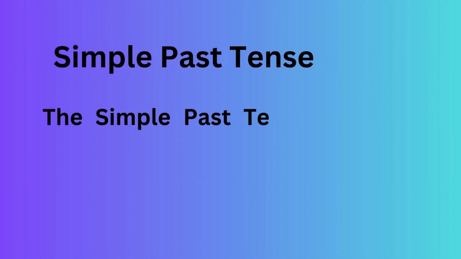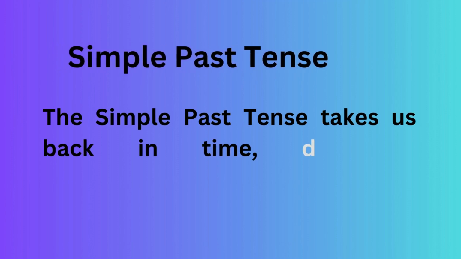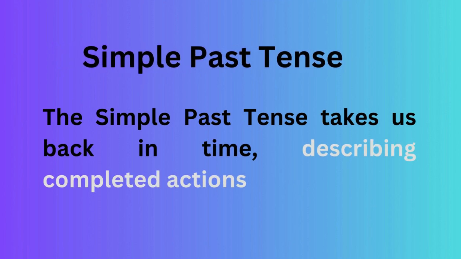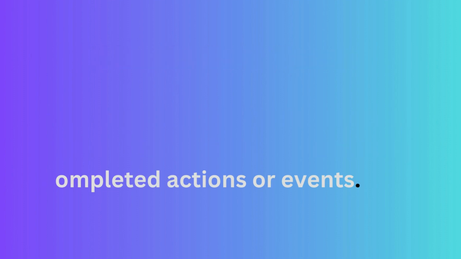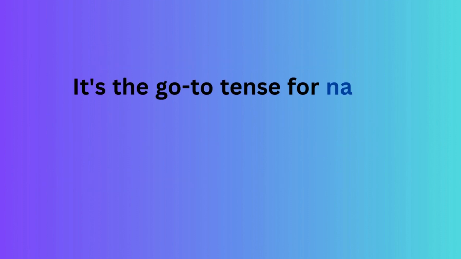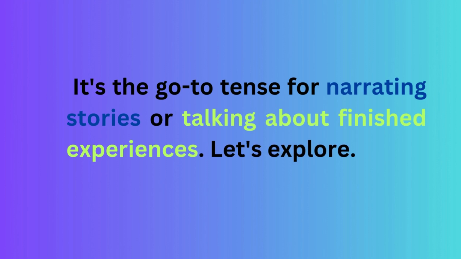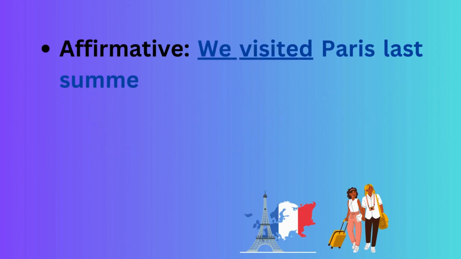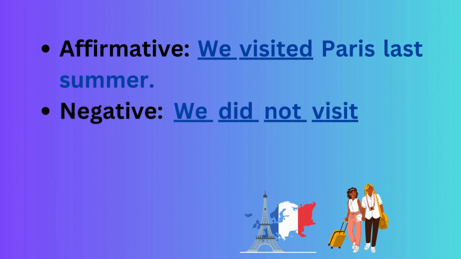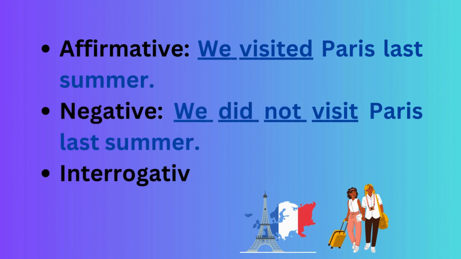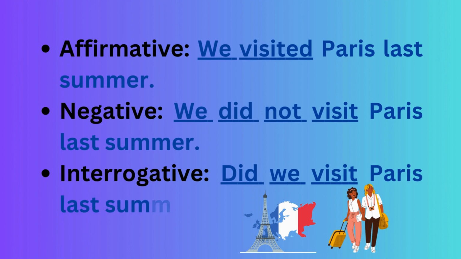Simple past tense. The simple past tense takes us back in time, describing completed actions or events. It's the go-to tense for narrating stories or talking about finished experiences. Let's explore. Affirmative: we visited Paris last summer. Negative: we did not visit Paris last summer. Interrogative: did we visit Paris last summer?